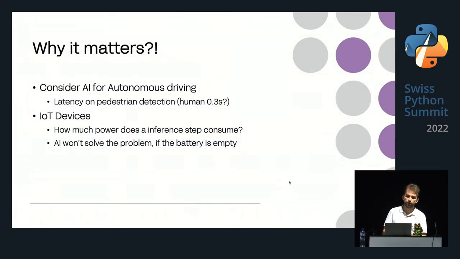Also, other questions that you have to answer sometimes is how much power does an inference step consume? For IoT devices that are edge deployed, if you are tight on energy budget, then big acceleration cards and GPUs just eat up your battery life. This is a problem. And really, this might sound silly, but AI won't solve the problem if the battery is empty. Just think about it.